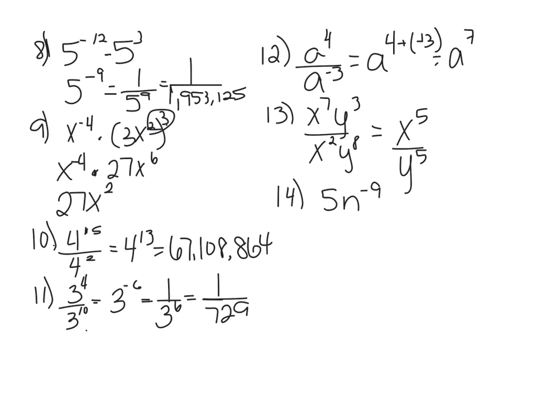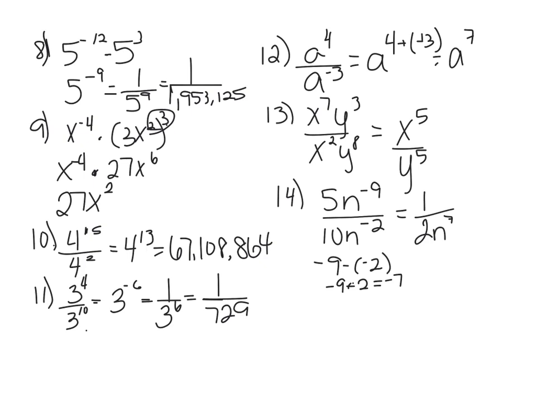Number 14, 5n to the negative 9 over 10n to the negative 2. So we divide the numbers, as always, we don't subtract them all of a sudden. So 5 over 10 is 1/2. And then we're going to subtract negative 9 minus negative 2 for my exponents. That's negative 9 plus 2, which is negative 7. So negative 7 means the n to the 7th goes in the denominator. So 1 over 2 to the 2n to the 7th.